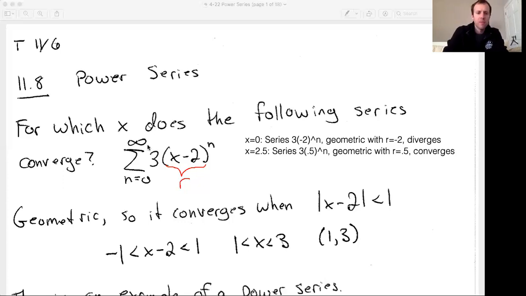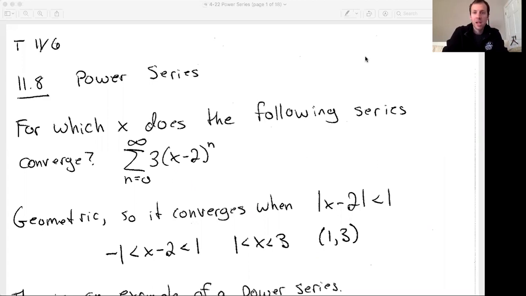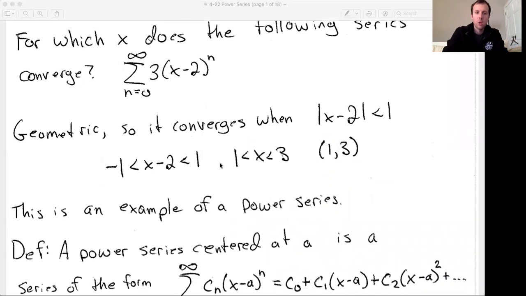So this kind of series is what we're going to start thinking about. Series that have variables in them. So the question isn't just whether they converge or diverge, it's where do they converge? For which x's do you get something that converges? And so these kinds of objects are what are called power series.